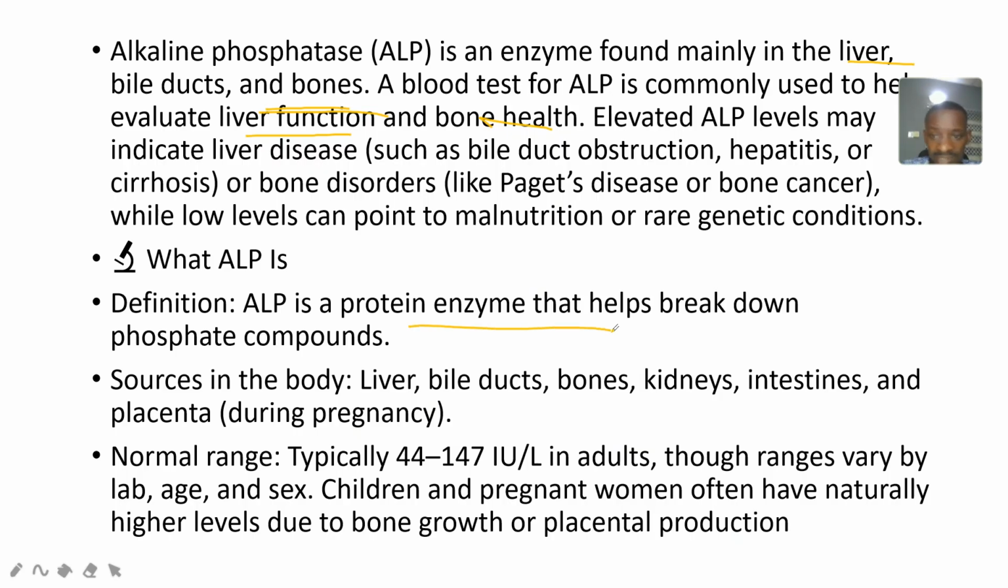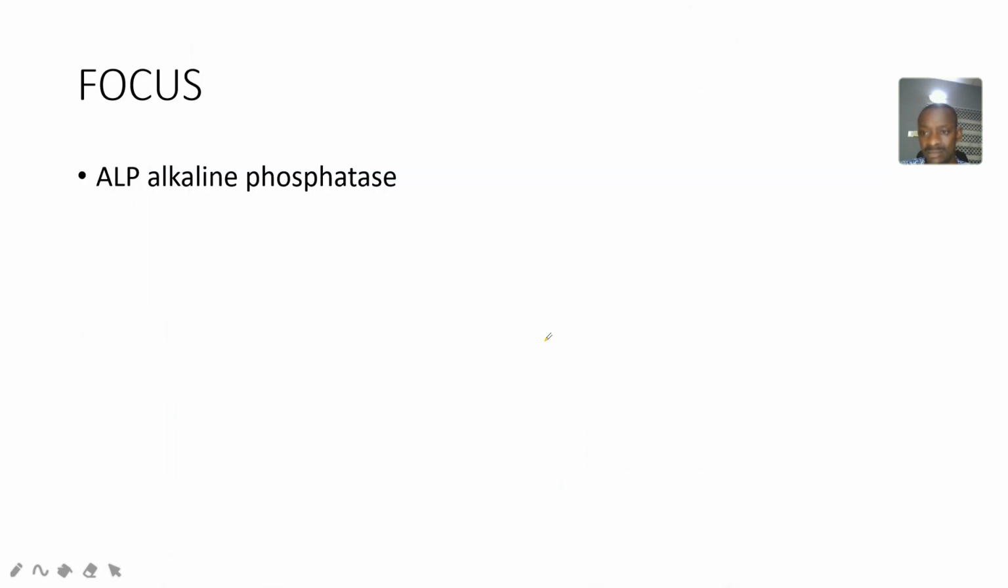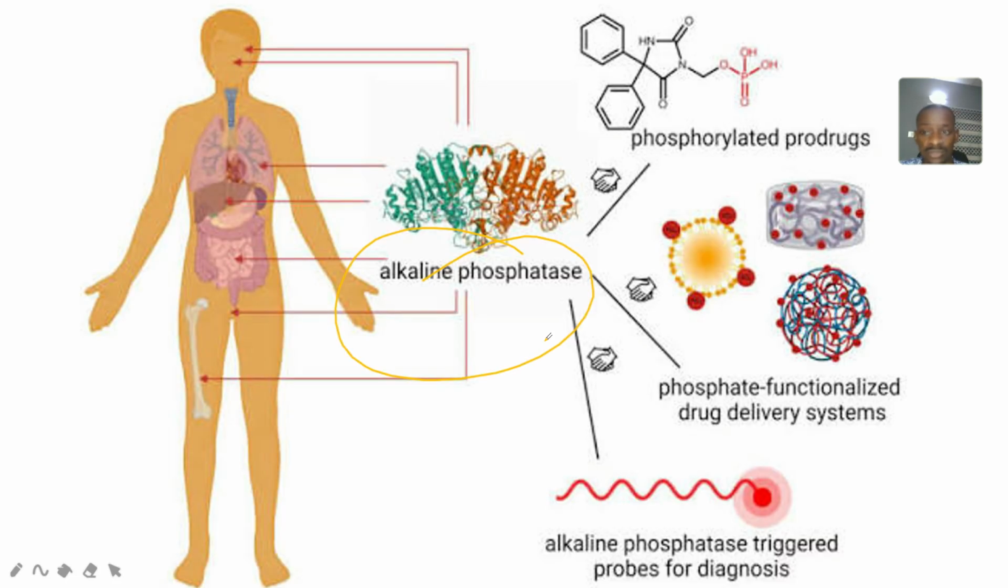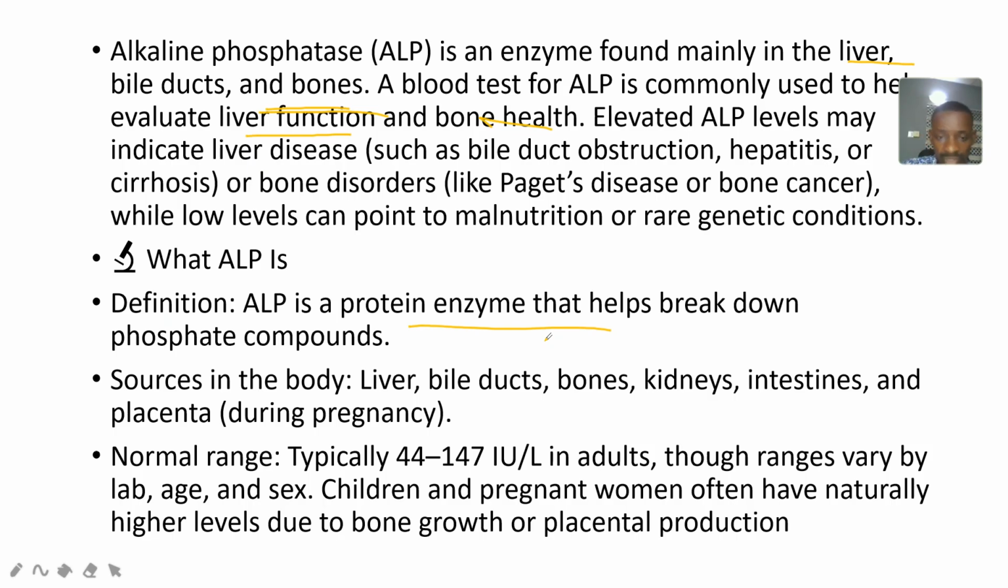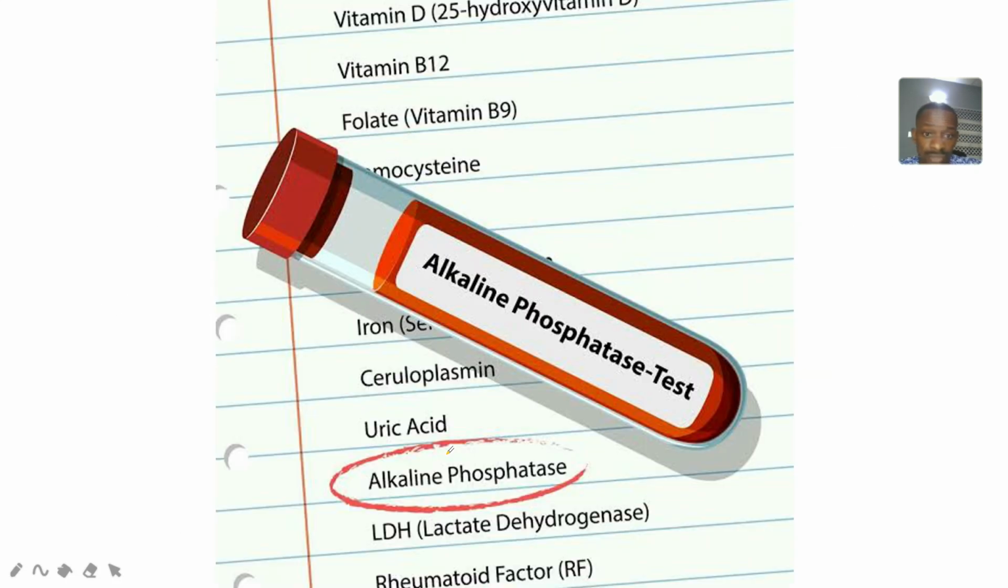We said that it's a protein enzyme and it helps to break down phosphate compounds, of course, phosphatase. Every enzyme is named according to the substrate which it works on. Sources are usually the liver, the bile ducts, the bones, the kidneys, the intestines, and the placenta during pregnancy. Normal levels should be between 44 to 147 international units. Most of the time, high levels show that there's a disease condition. We get to talk about those disease conditions.